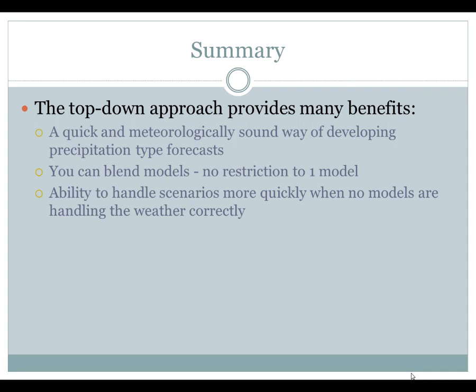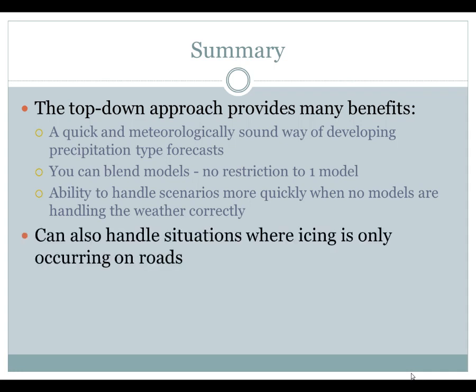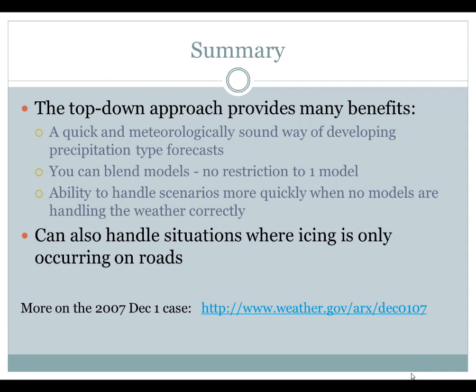In the Forecast Builder training, there's a module about how to adjust your precipitation type to something else. Nice thing too, the top-down approach can handle situations where icing is only occurring on roads. And for your information, there's more on that December 1st, 2007 case at the website listed there.